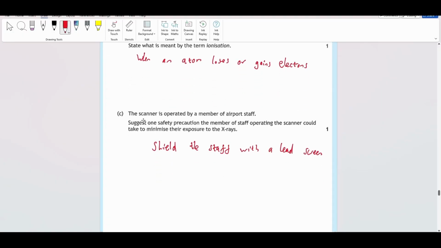And question C says, suggest one safety precaution that the member of staff operating the scanner could take to minimize their exposure to X-rays. So I've written, shield the staff with a lead screen. This is not the only answer. There's multiple answers like limit the exposure time and so on.